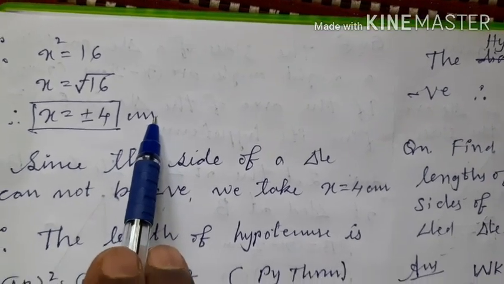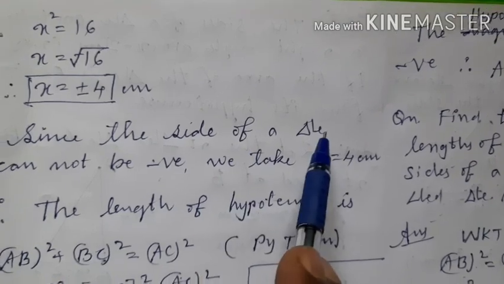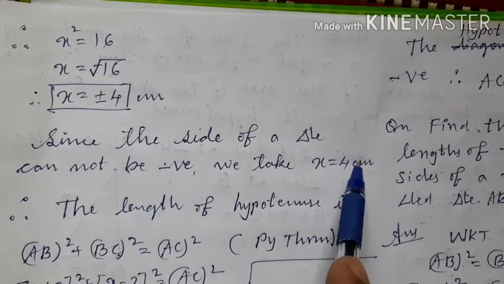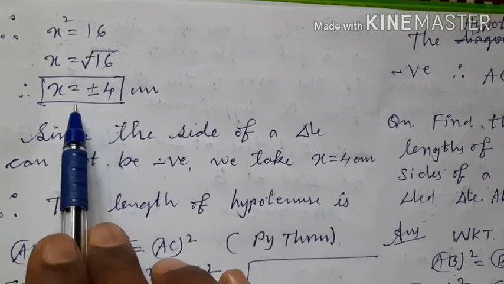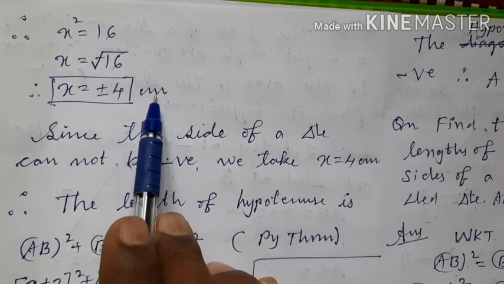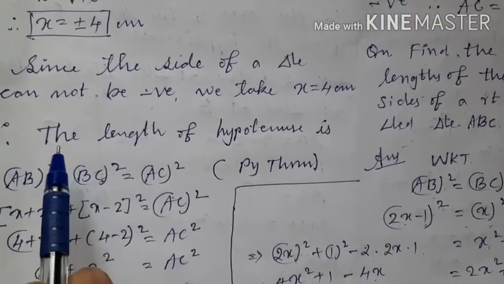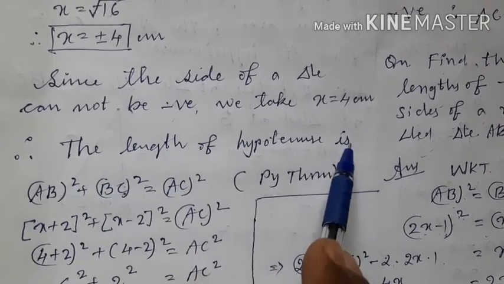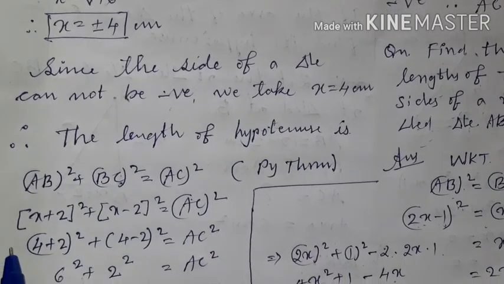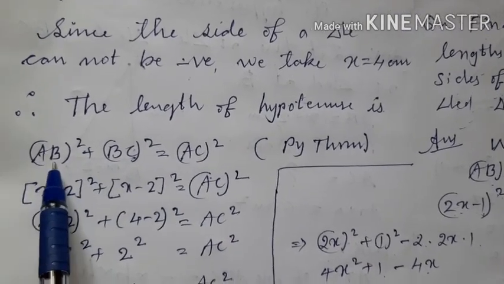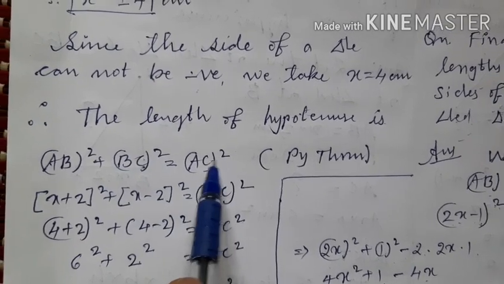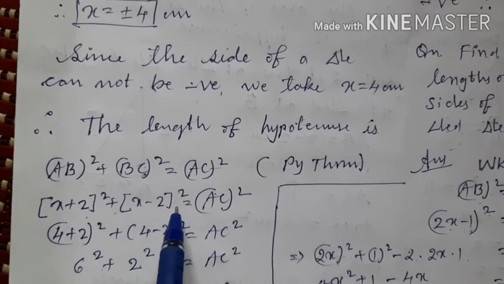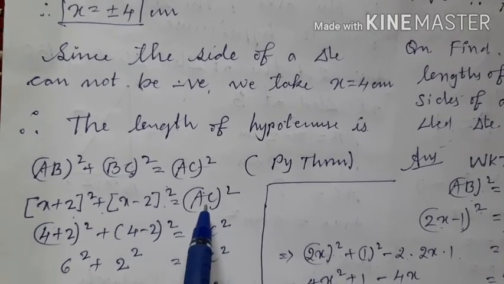Okay. Here, since the side of a triangle cannot be negative, therefore we take x is equal to 4 centimeter only and we discard x is equal to minus 4 centimeter. So children, but we need to find the length of the hypotenuse. That's why the length of the hypotenuse is, okay. Let us apply the Pythagoras theorem to the given triangle. That is AB square plus BC square is equal to AC square by Pythagoras theorem. But here AB is x plus 2 the whole square plus BC is x minus 2 the whole square. AC I don't know. I have to find it.